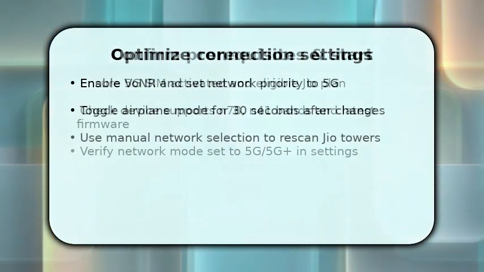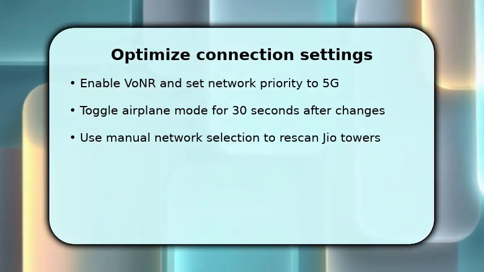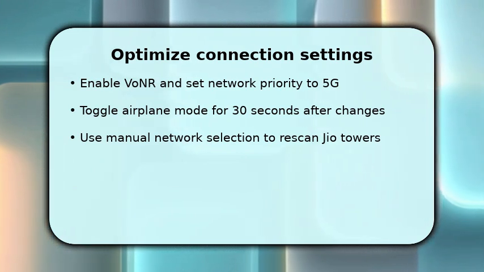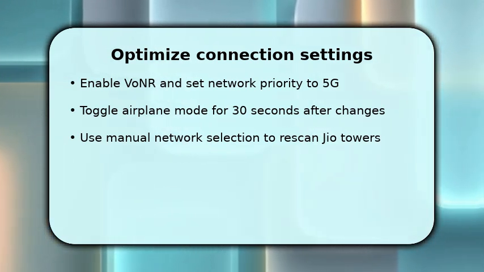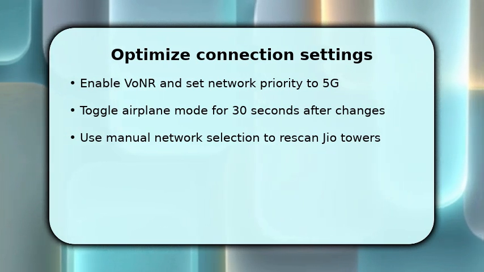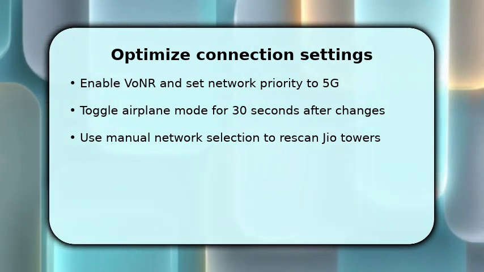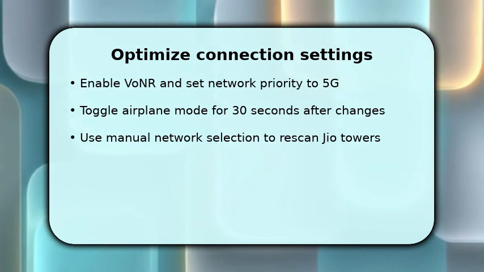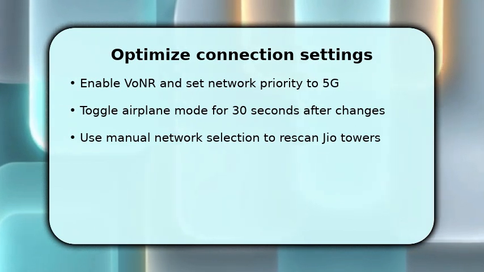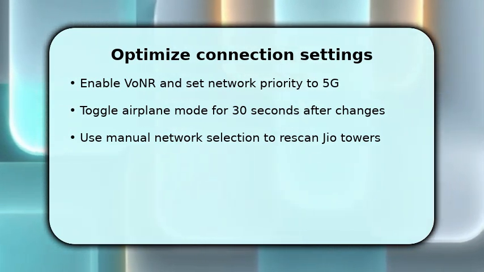Now you optimize the connection. Enable VoNR if available so voice stays native on 5G and set network priority to 5G to prefer higher speed registration. After changing settings, toggle airplane mode for 30 seconds to force a fresh attach. This clears stale sessions. Then use manual network selection to rescan and reselect Geo, which can bind you to a stronger local gNodeB.